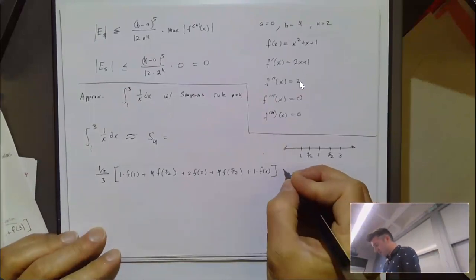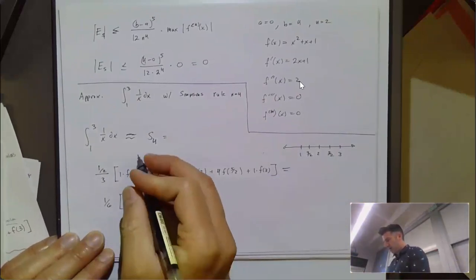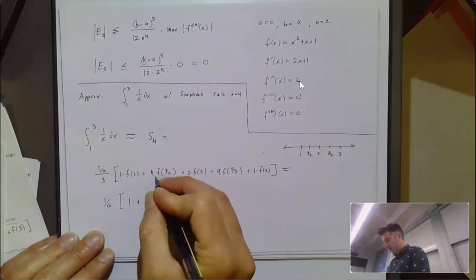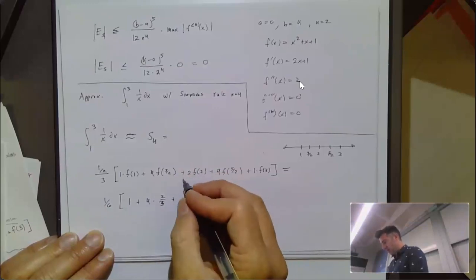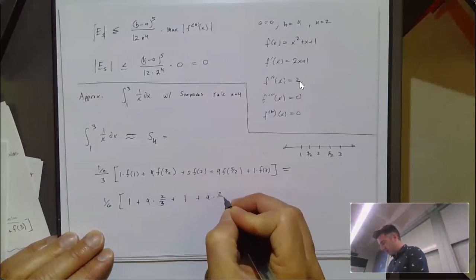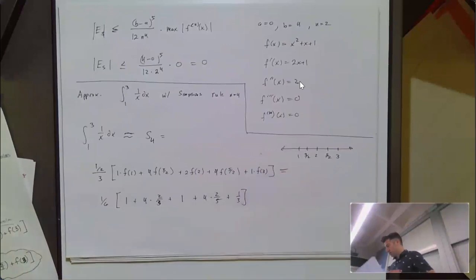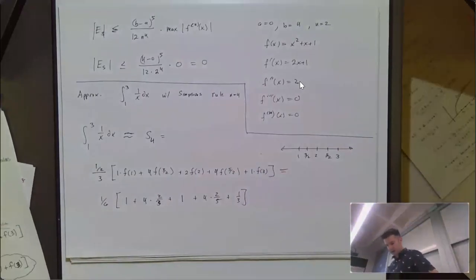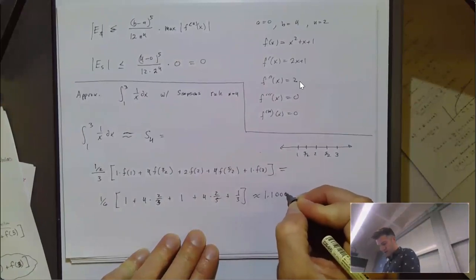So this is going to equal 1 half over 3 is 1 sixth, f of 1 is 1, f of 3 halves is 2 thirds, f of 2 is 1 half, and 2 times 1 half is 1. f of 5 halves is 2 fifths, and f of 3 is 1 third. And adding all this together, we get approximately 1.1000.